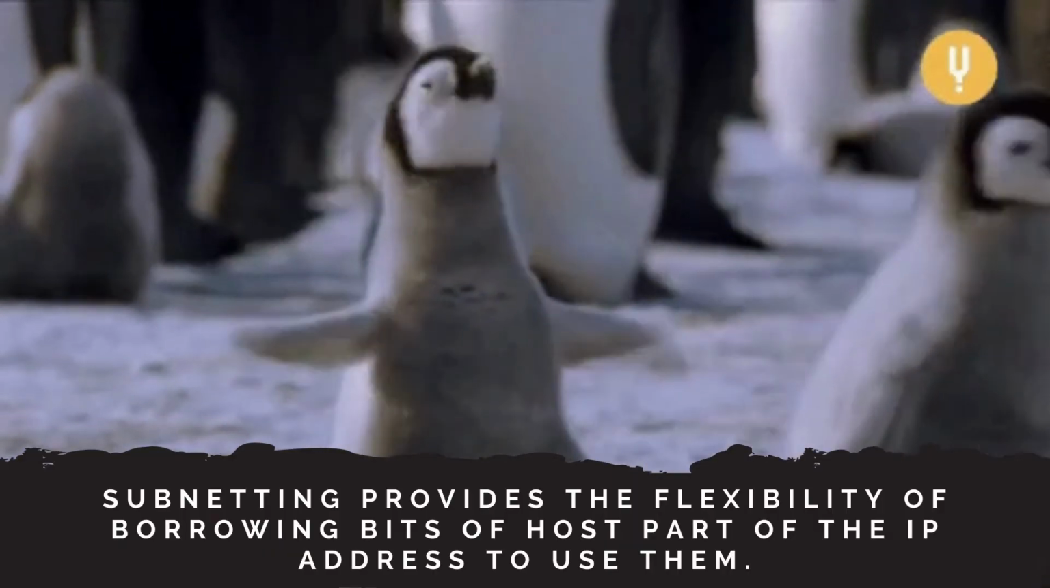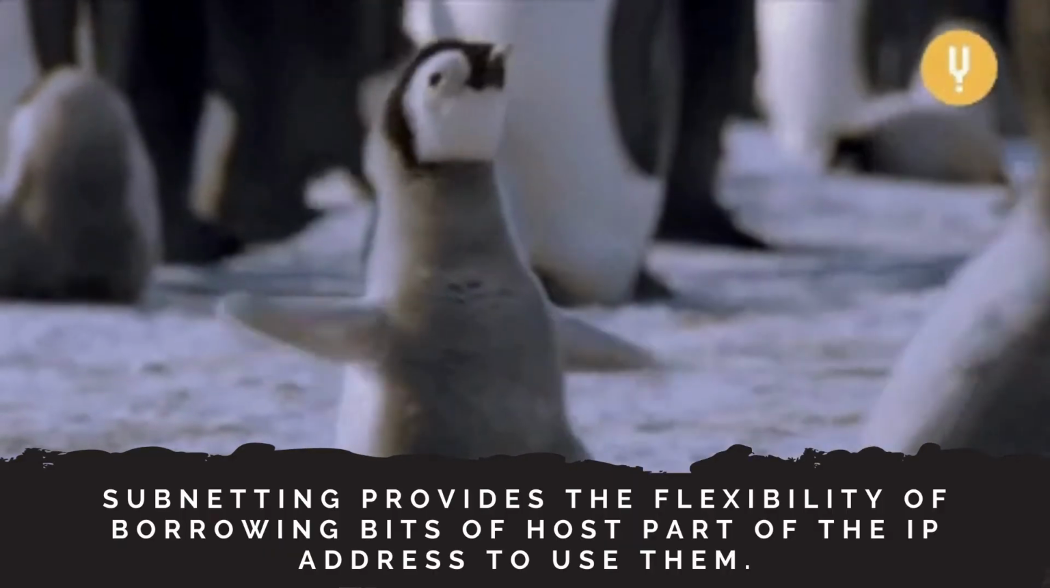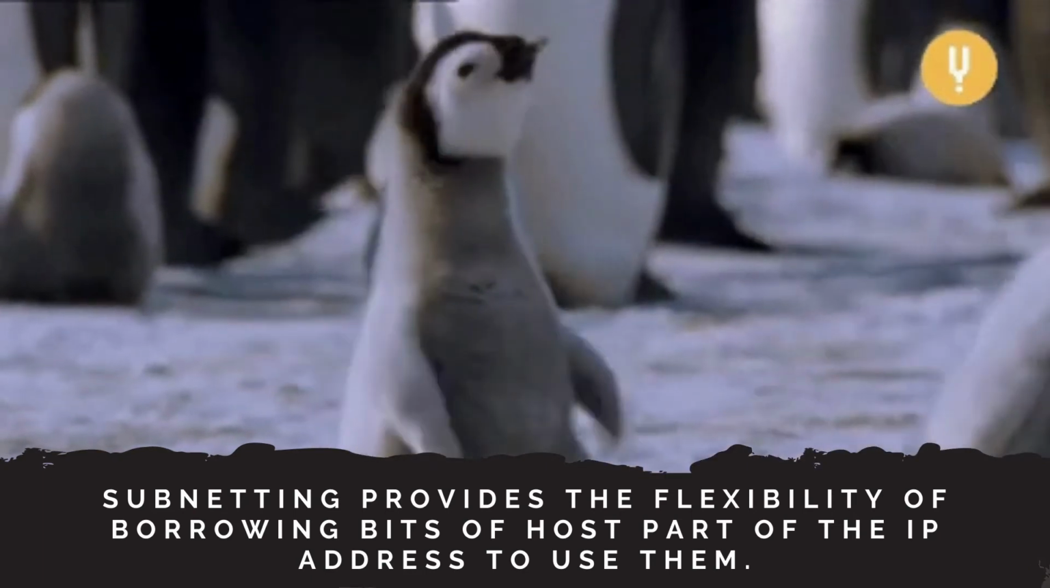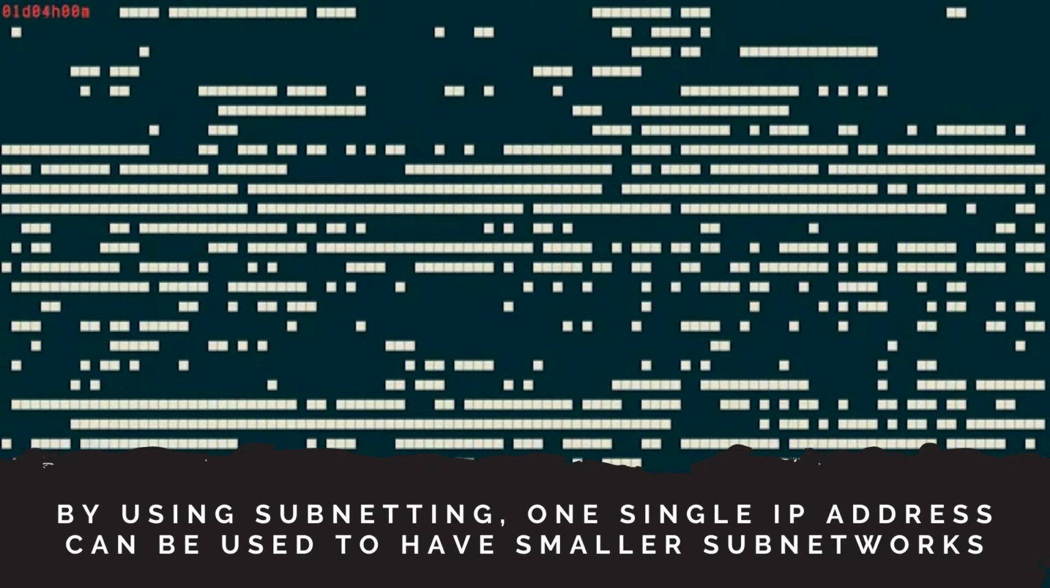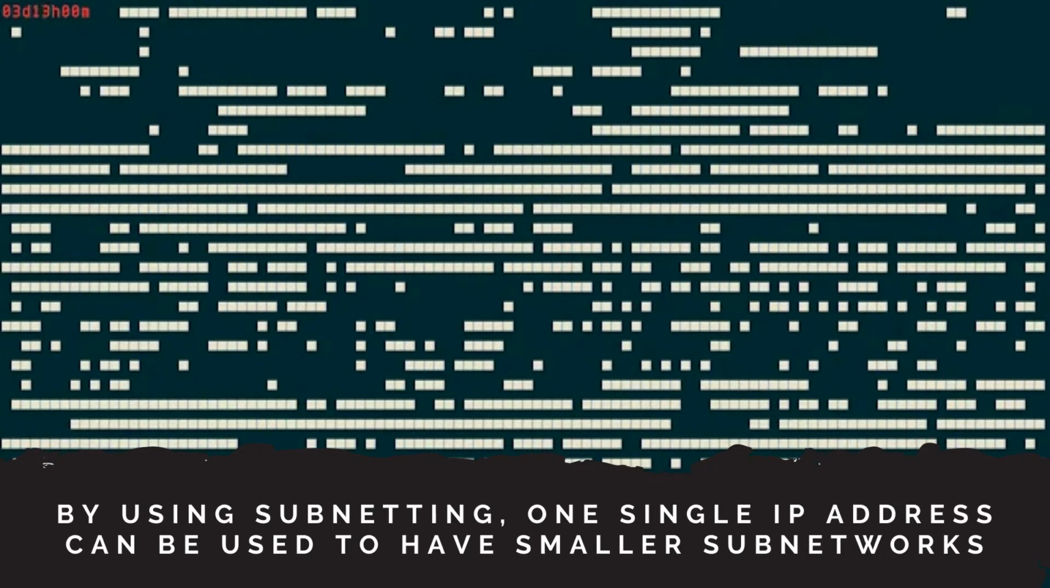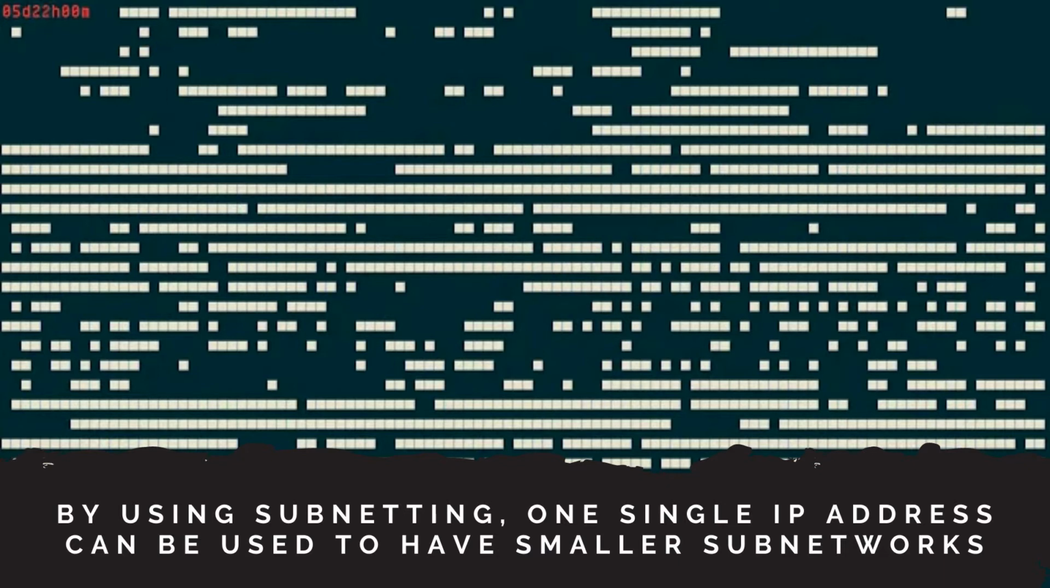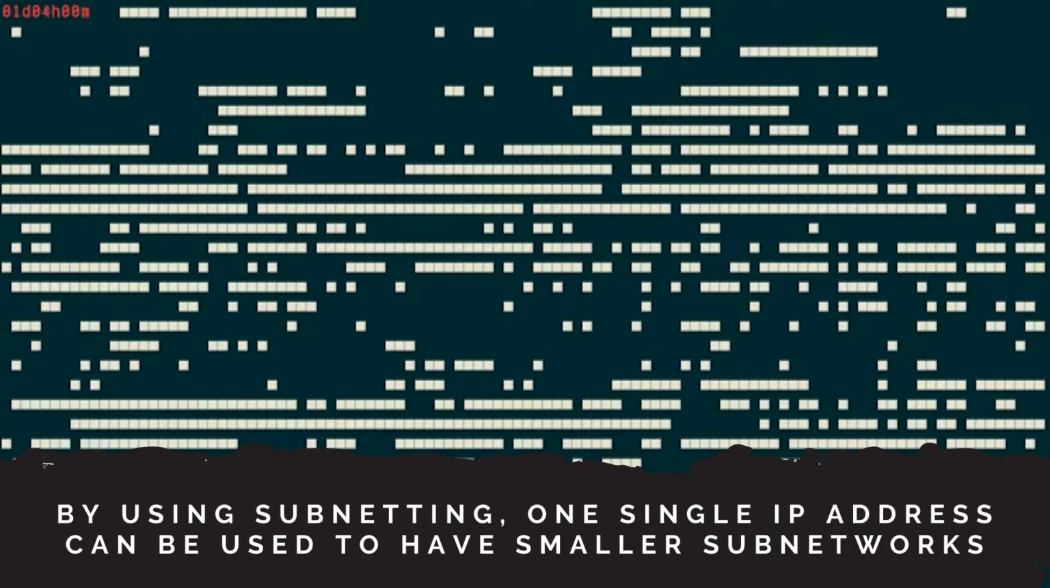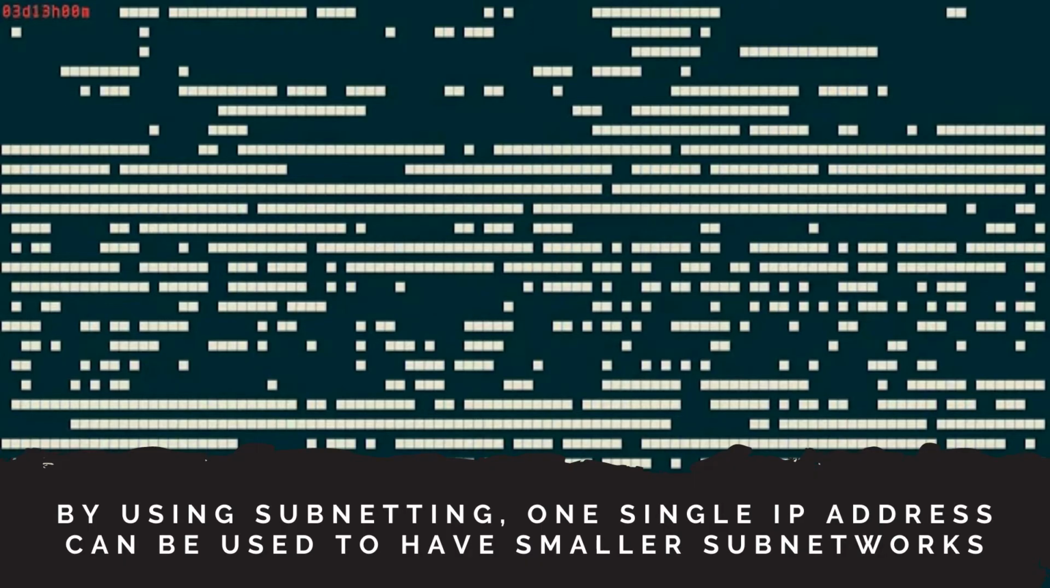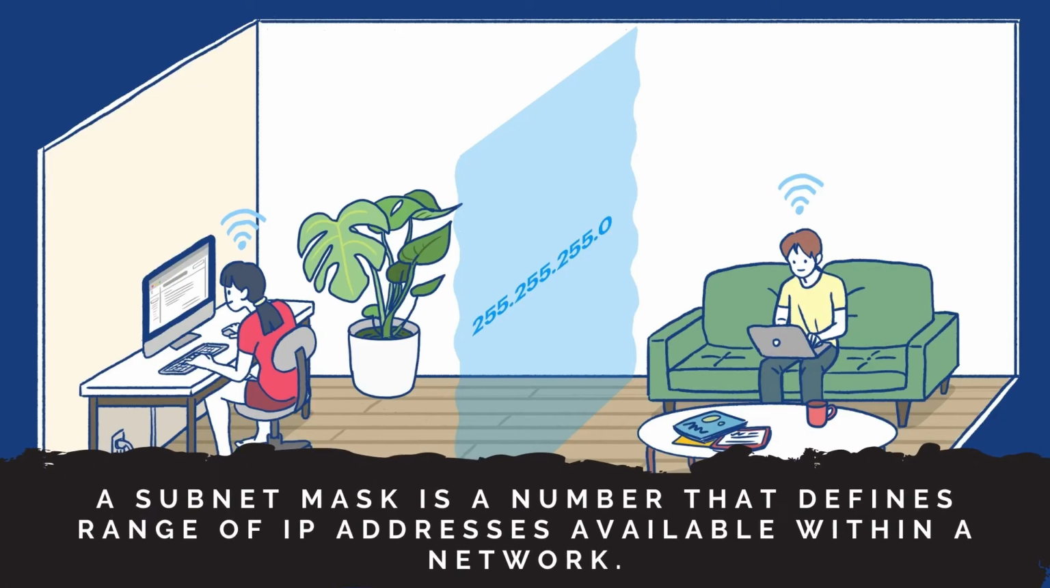Subnetting provides the flexibility of borrowing bits of the host part of the IP address and using them in a network, basically called subnets. By using subnetting, one single IP address can be used to have smaller subnetworks, which provide better network management capabilities and help relieve network congestion. A subnet mask separates the IP address into network and host addresses. A subnet mask is a number that defines a range of IP addresses available within a network. A single subnet mask limits the number of valid IPs for a specific network.